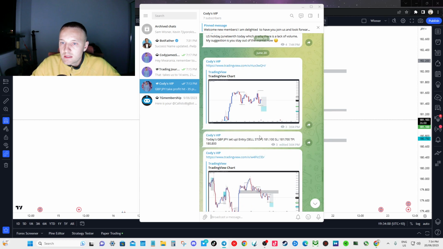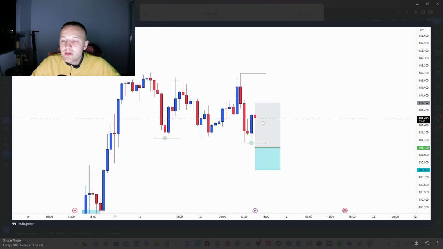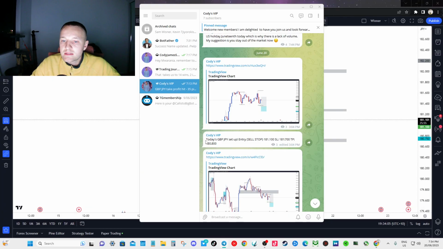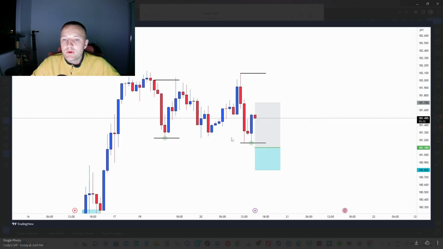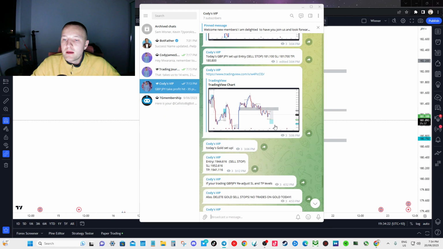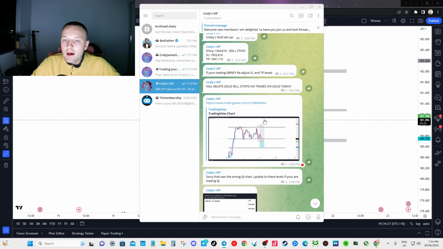So you can see this was the original setup I posted. Today's GBP JPY setup: entry sell stop is 181,100, stop loss is 181,700, and take profit is 180,800, sorry. So that was the setup right there, before anything had happened. And this was also the gold setup, but gold sells didn't get triggered today. You can see right here, delete gold sell stops, no trades on gold today.